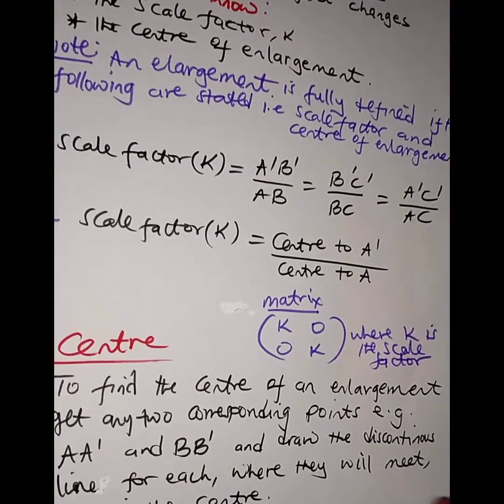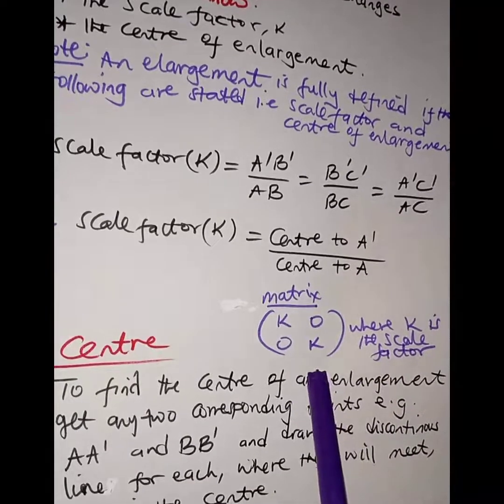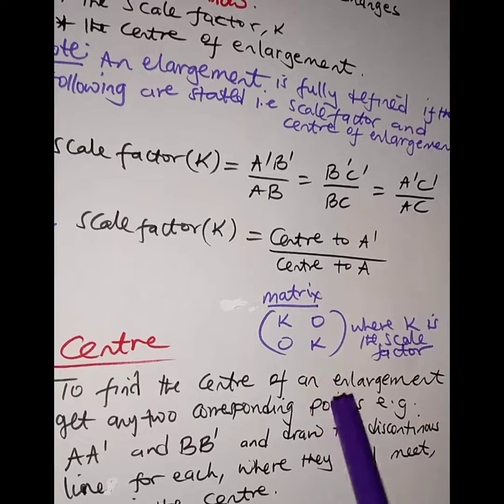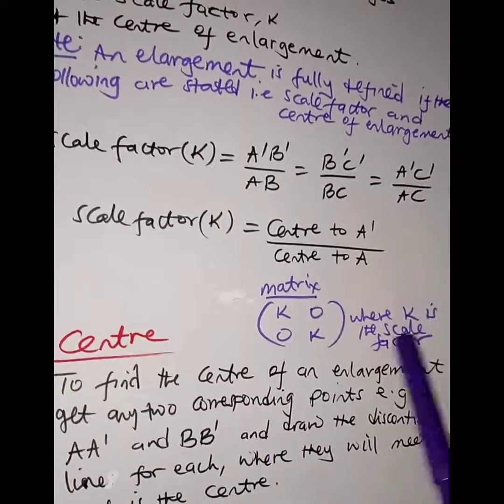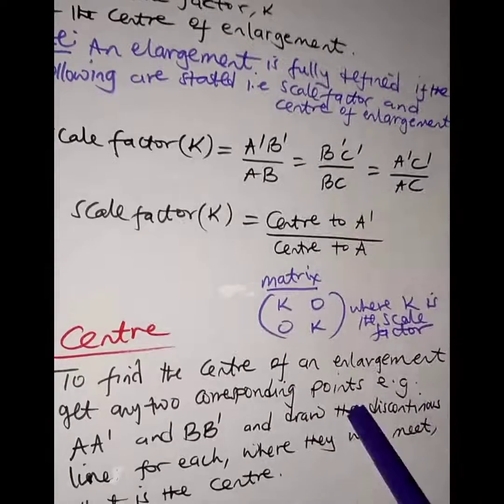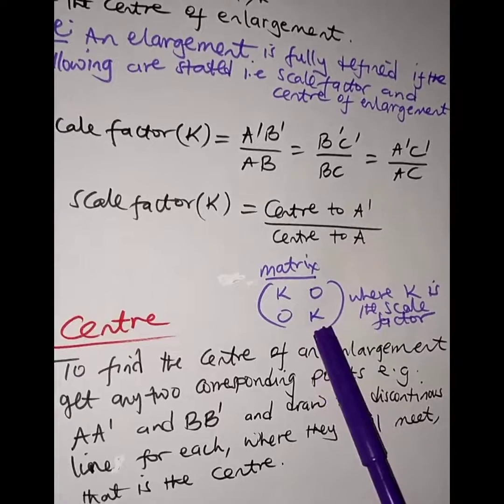So the matrix for the scale factor will be in this way: you have K, K here and zeros. K represents the scale factor. If it is 2, you put 2, 2. This is the matrix for the enlargement.